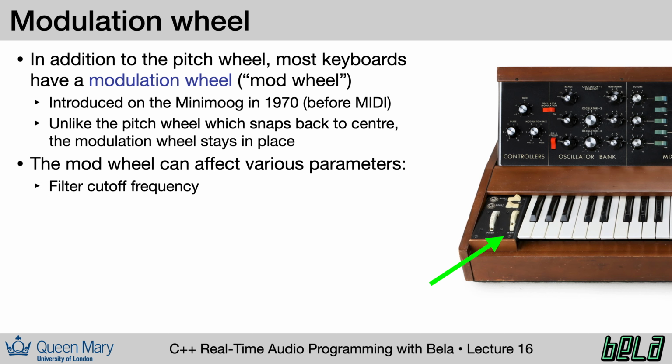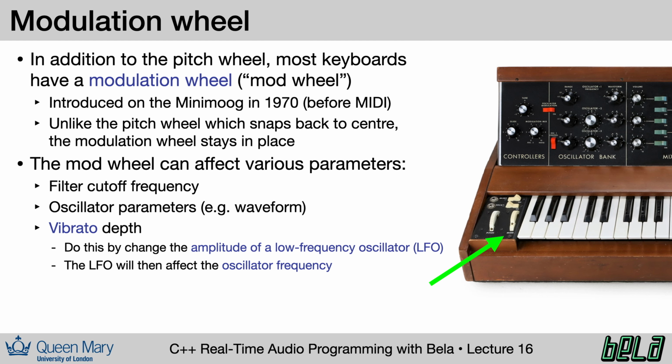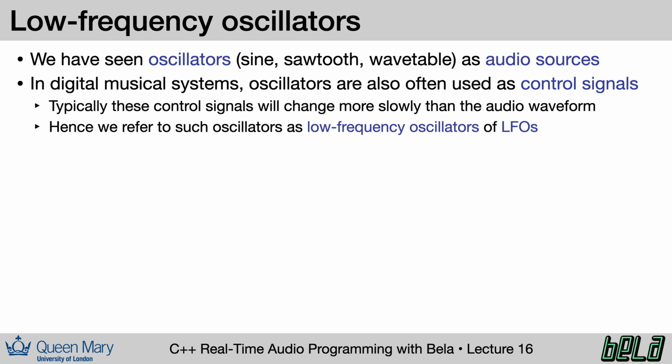You can use the modulation wheel for a whole variety of different types of modulation. This could, for example, be to change the cutoff frequency of a filter. You might use it to change some parameters of the oscillators, but most commonly you'll see the mod wheel used to add a vibrato effect to your sound. The way that we implement vibrato is with a low-frequency oscillator, whose output is in turn going to affect the frequency of our main oscillator. Changing the amplitude of that low-frequency oscillator will change the vibrato depth. Let's talk about this a little more.